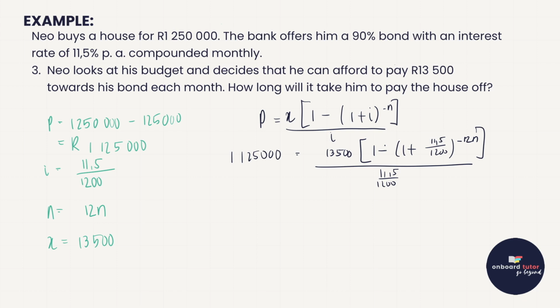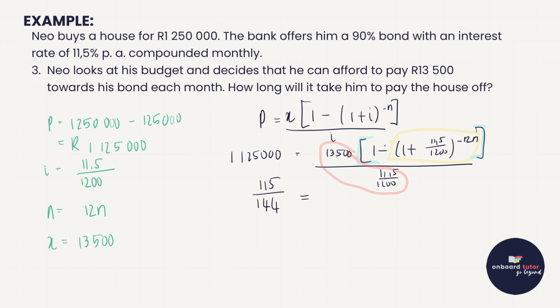What we can do for starters, we want to try and get this part here on its own. Okay, but because it's in a bracket, we're going to leave the bracket here for now, and all that we're going to do is we're going to divide by this. And what I do to the one side, I do to the other side. So I'm going to punch into my calculator 1,125,000 divided by 13,500 over 11.5 over 1,200. Okay, if you check on your side, you should also be getting this answer, 115 over 144.